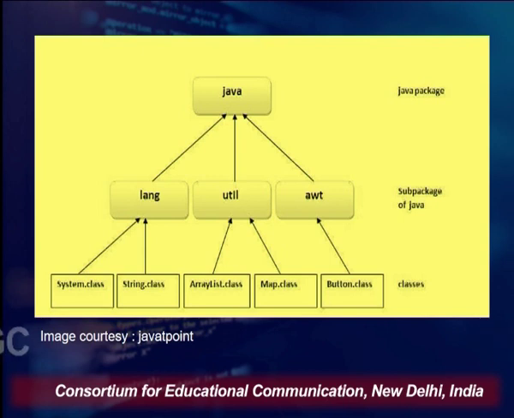Within these sub packages there are various classes available. For example, System.class is available inside lang, and so is String.class. Then ArrayList and other Map classes are inside util, and similarly AWT has Button.class, which is for making button controls when we are designing user interfaces. So this figure gives you an idea about what a package is, how sub packages belong to it, and how within those sub packages we have classes.